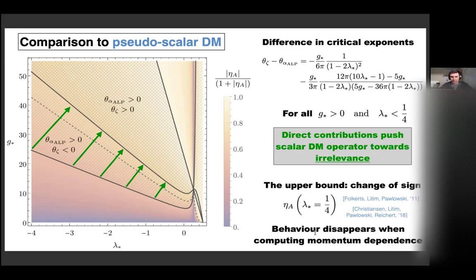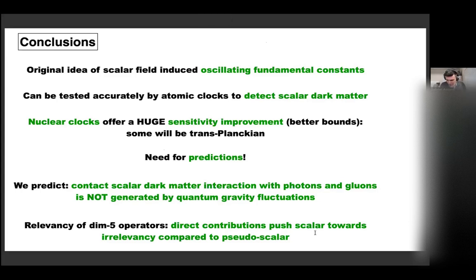Very good. And so here I come to my conclusions and I leave them with you. Essentially, from the original idea in 2010 that scalar fields induce oscillating fundamental constants, people have found various ways of experimentally testing that to very high accuracies through atomic and optical atomic clocks. And this is actually a way of detecting scalar dark matter. The original idea of oscillating fundamental constants due to a scalar field is not really about dark matter, but this can be very efficiently applied to detect dark matter.